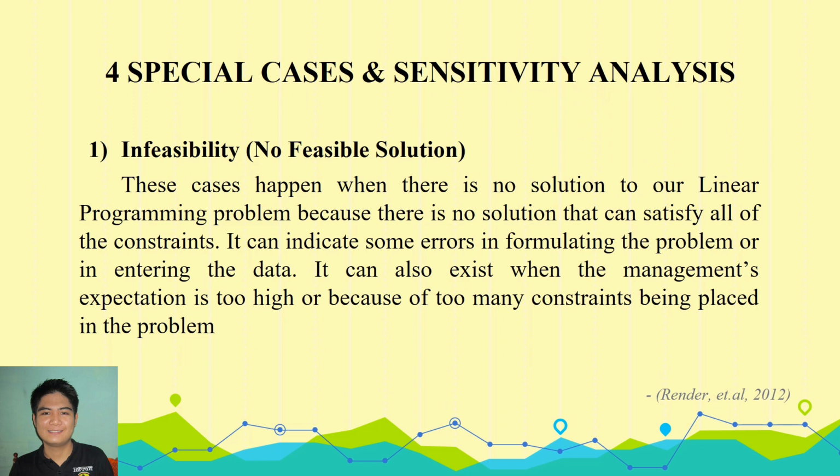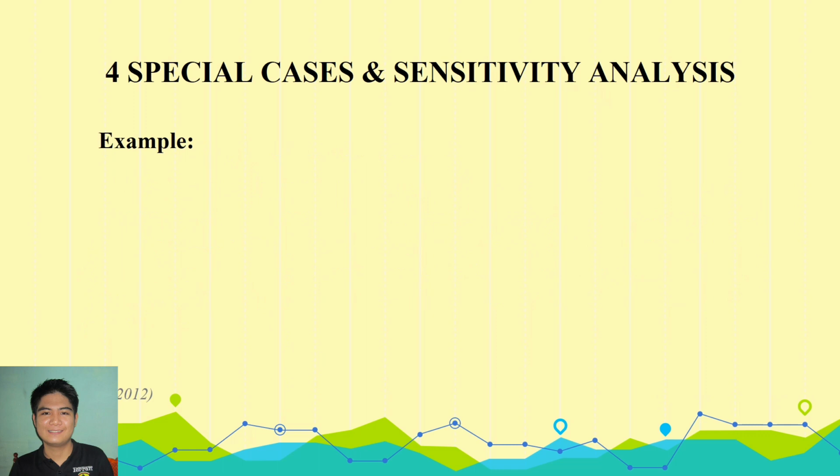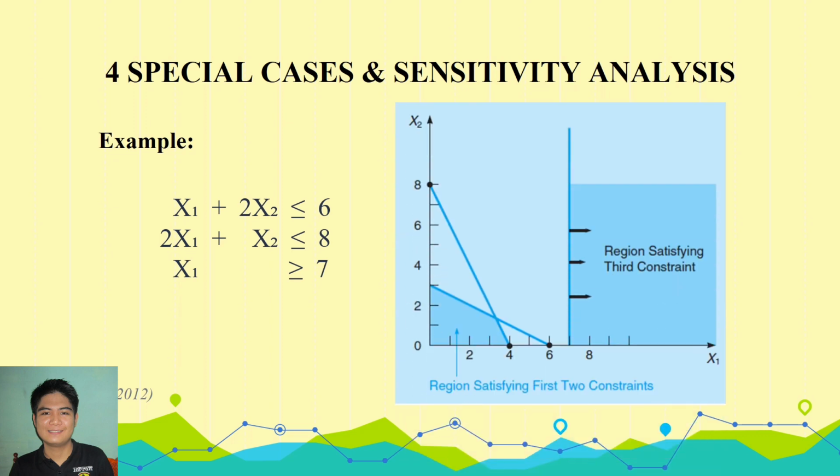Infeasibility is a simple problem that arises when there is no feasible region found because of the presence of conflicting constraints. Let's take these constraints as an example. If we are going to plot the constraints, the graph would look like this. We all know that the feasible region must satisfy all the constraints. However, based on our graph, there are 2 separate regions. Hence, there is no feasible solution for this problem.